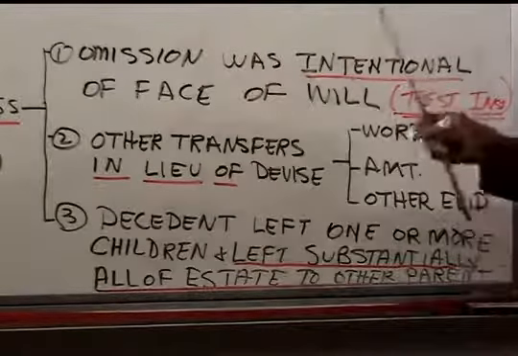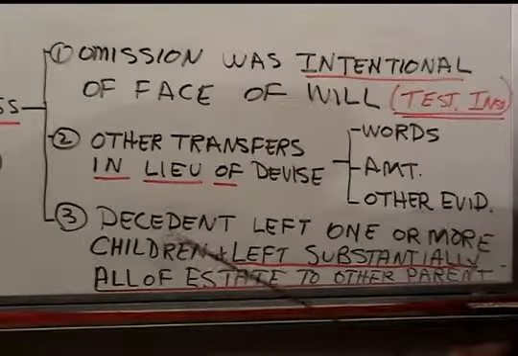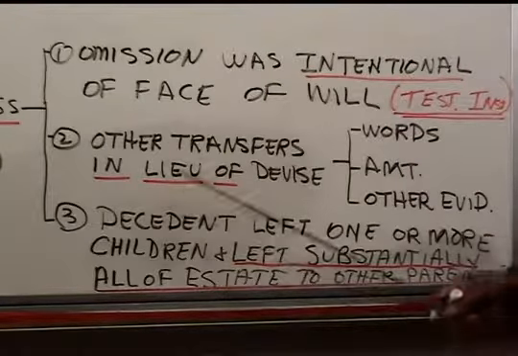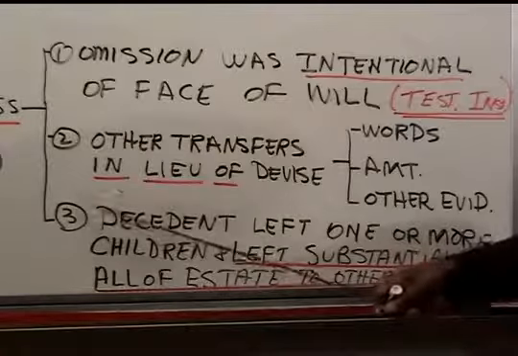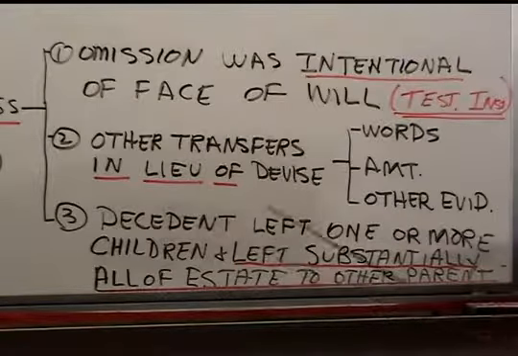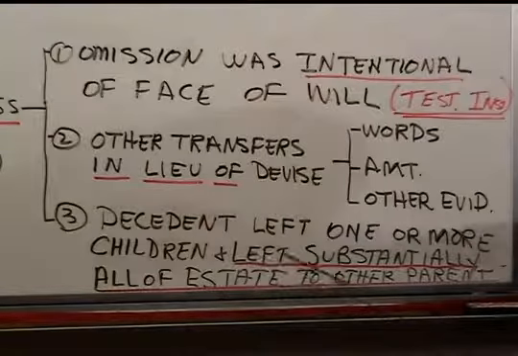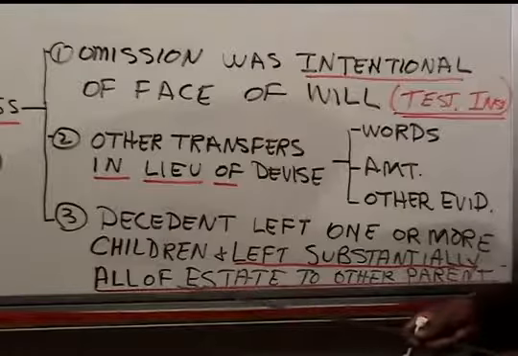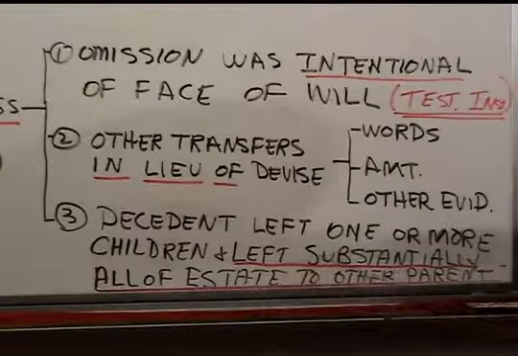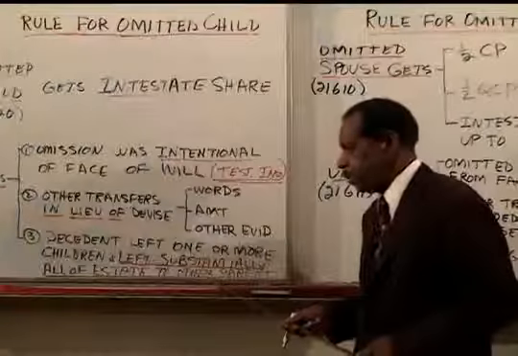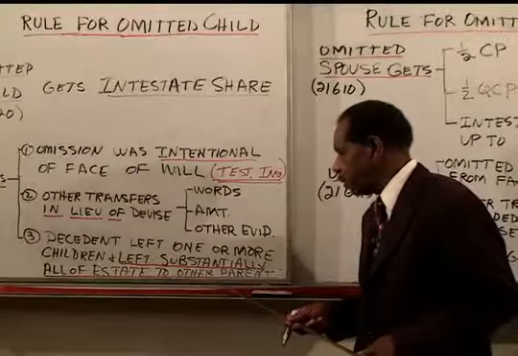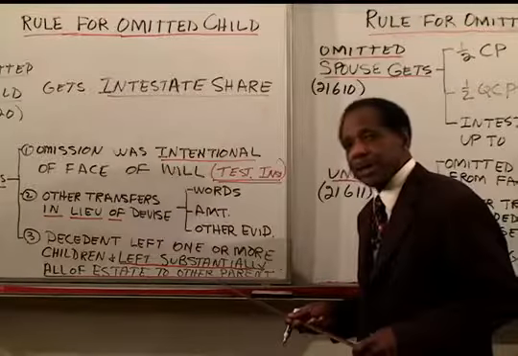And finally, in the case of the omitted child, and this one gets tested also, 2 and 3 are the ones that have been tested the most: if the decedent left one or more children and left substantially all of the estate to the other parent, then you don't want to give the kid an enforced share in that case.